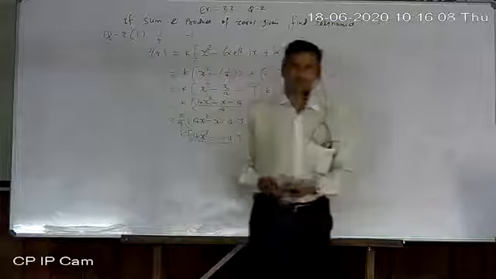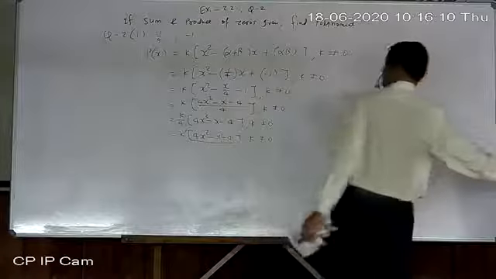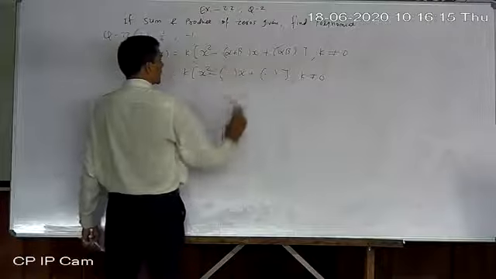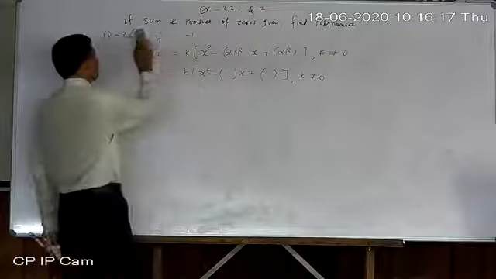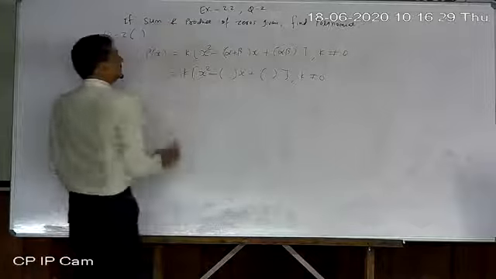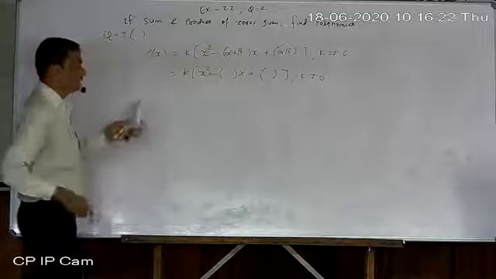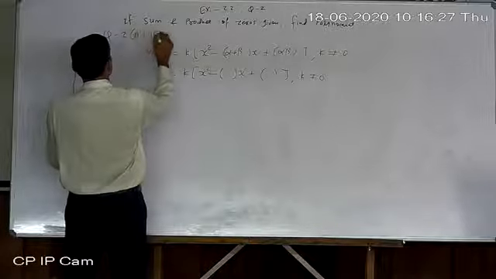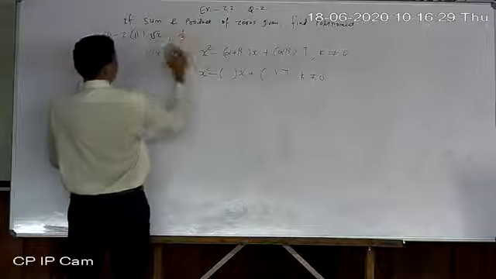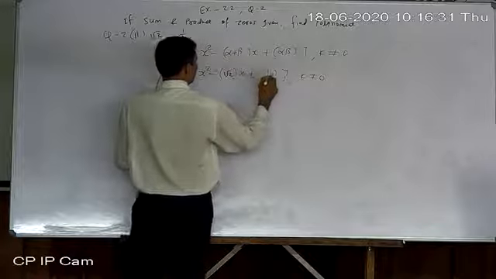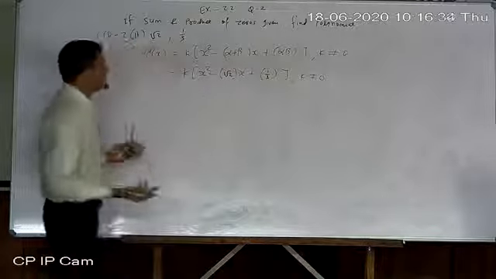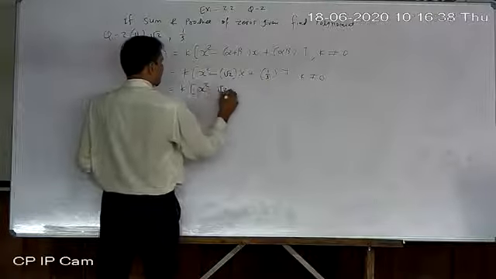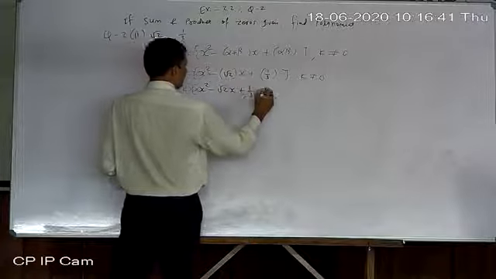Okay. Now the second one, root 2 and 1 by 3. Now everything is the same only. Look here. This is our second part. What is given? Sum is root 2 and product is 1 by 3. So write down here root 2, here 1 by 3. Same type of sum only. So k x square minus root 2x plus 1 by 3.